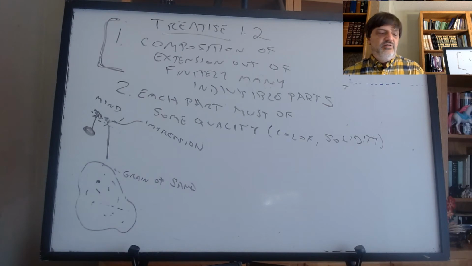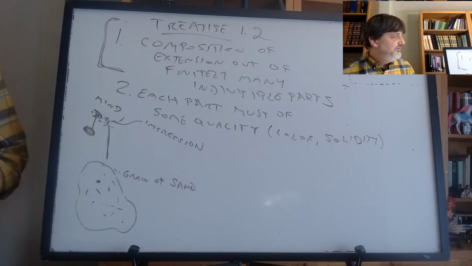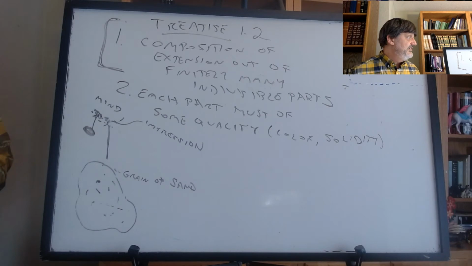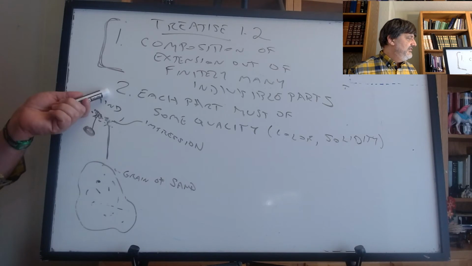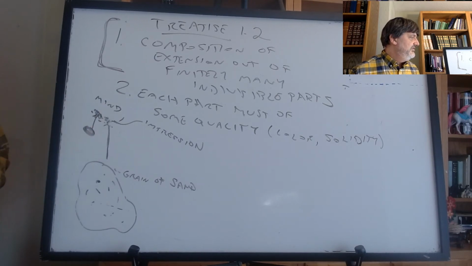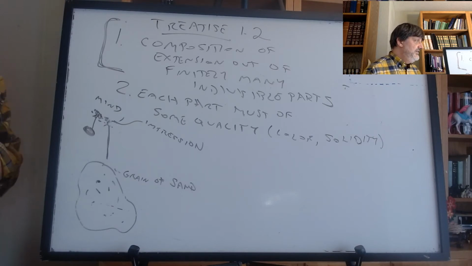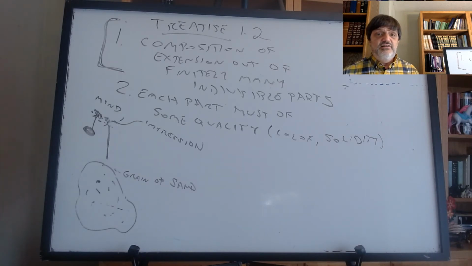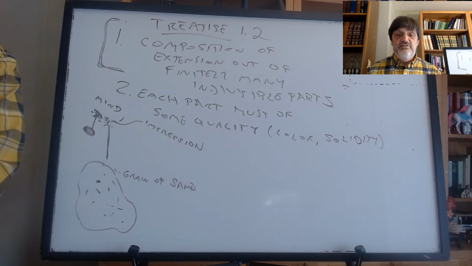Okay, so that's my summary of the argument for part 1, namely the composition of extension out of finitely many indivisible parts. Now I'm going to discuss Hume's argument for part 2. Each part must be of some quality. That is, each one of these indivisible parts must have a certain quality, and that quality must be either a color or solidity. If it's a part of visible extension, then it's a color, and if it's a part of tangible extension, then it's solidity.